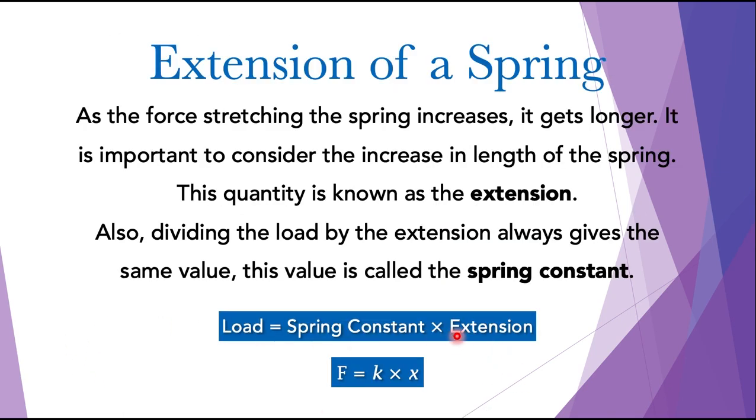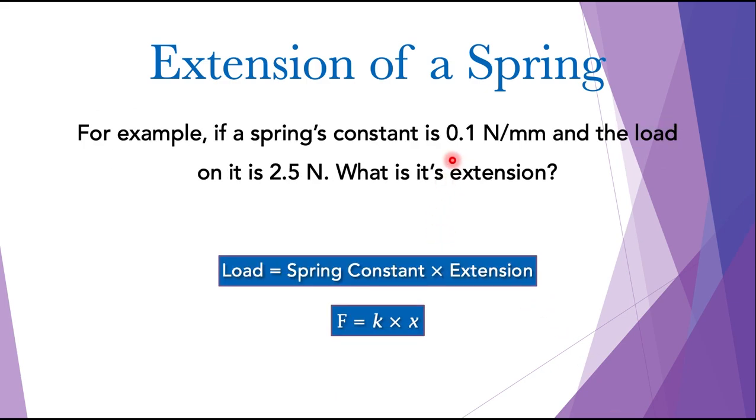This is the equation we use to measure the load of the spring. Load is equal to spring constant into extension. By spring constant we mean the original length of the spring. And in symbols we have this: F is equal to K into X. K is equal to spring constant, X is the extension, and F is the load. So knowing K, we can also use this equation to calculate the extension produced by any load up to the limit of proportionality. For example, if a spring constant is 0.1 Newton per millimeter and the load on it is 2.5 newtons, then what will be its extension?